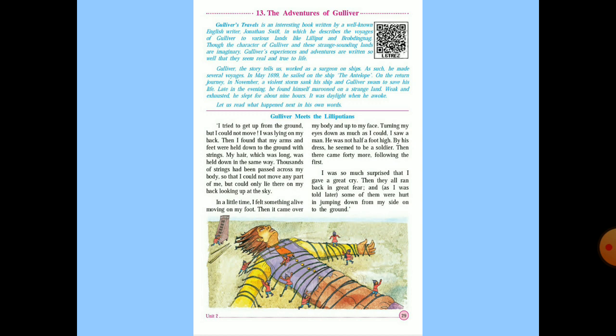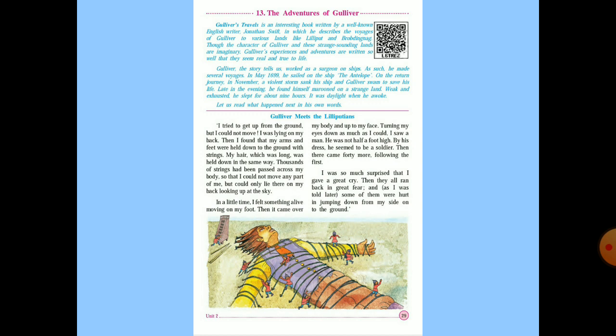And in this story, we are going to see his voyage, his experience in his voyage. And before that, let us see how he went there. It was because of a storm, meaning strong wind, and he was a surgeon, meaning what? Qualified to practice surgery, and he was working on the ship, the Antelope. And when he was returning in November, a storm struck his ship and he was marooned, meaning what? Isolated. He was the only one on that strange land, and he was very weak and exhausted. Exhausted means very tired, and because of this he slept for about 9 hours, and when he woke up it was daylight. Let us read what happened next in his own words.